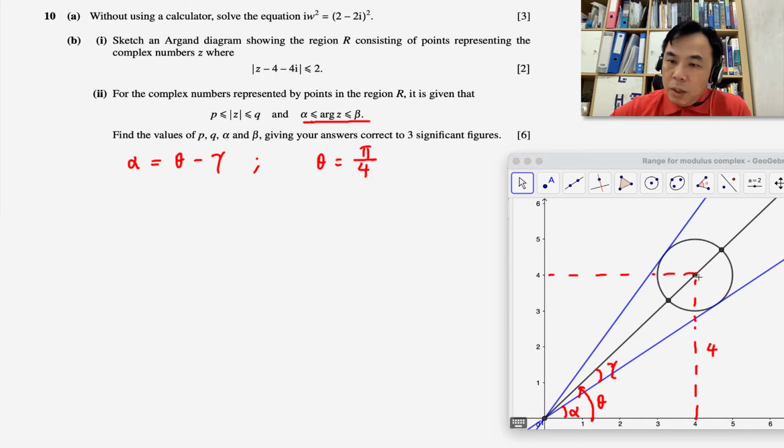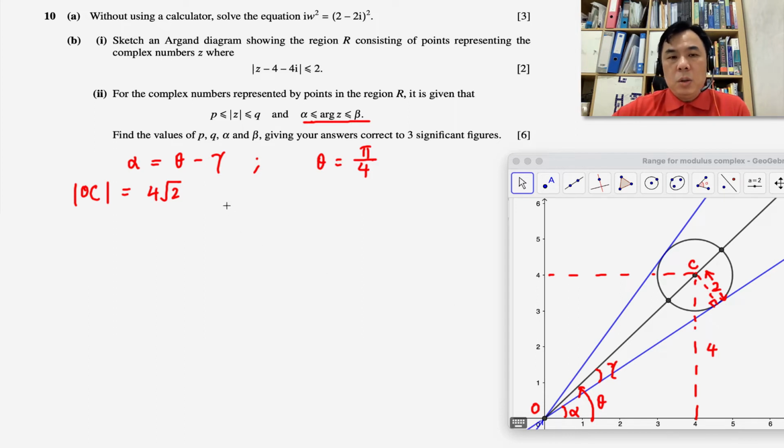How do we find the gamma? We're going to draw another line here because the blue line is a tangent. And we know the radius for this circle is 2 units long from here. Therefore, we will be able to obtain the gamma quite easily. We know the length for OC from just now. We have already obtained the length for OC, which is 4 root 2. That's the length for OC.